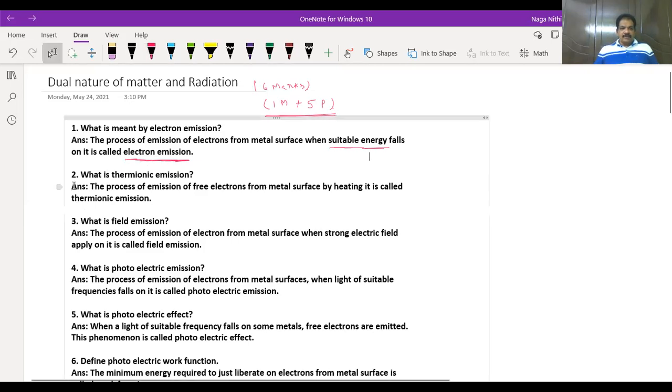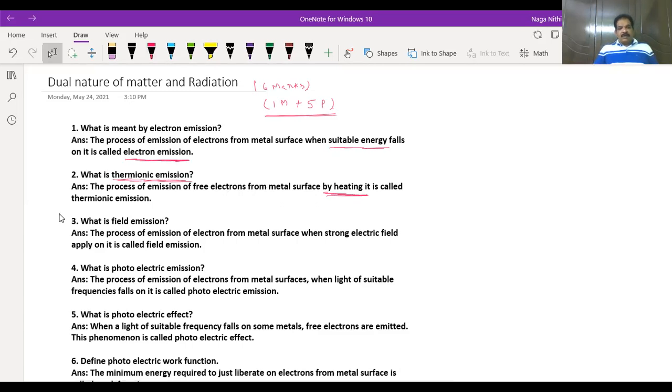Next, the second question: what is thermionic emission? The process of emission of free electrons from a metal surface by heating. By heating a metal surface, if electrons come out from that metal surface, then that is called thermionic emission.